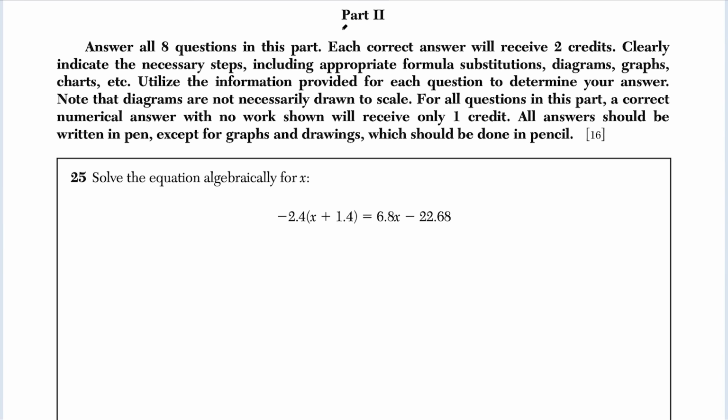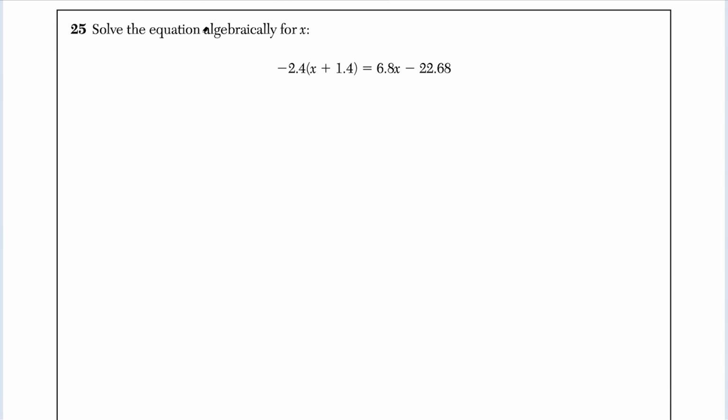First up, we have the part 2 questions, and they're worth 2 credits each. We're starting with question 25, and we have to solve this equation algebraically for x. Now, just know, if you use a calculator for this, you would only get 1 out of 2 points, which is better than getting 0. So if you have no idea what to do, just use a calculator.